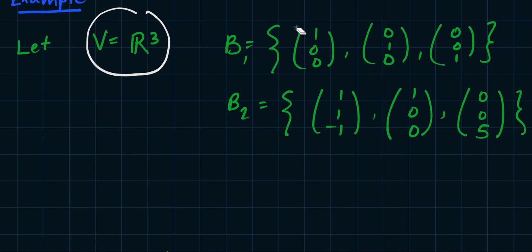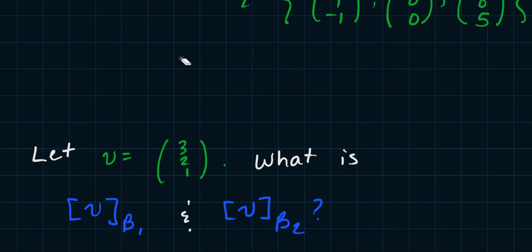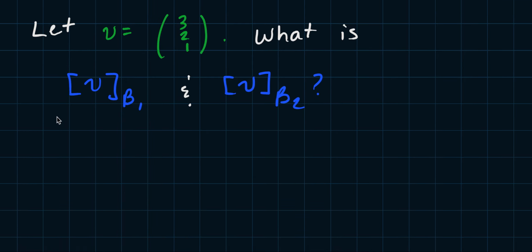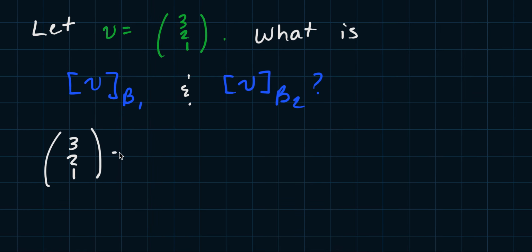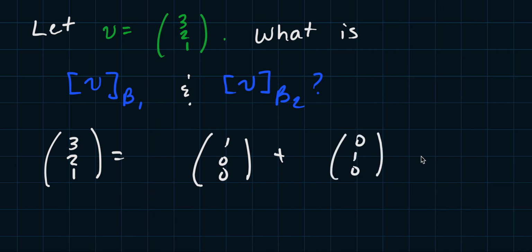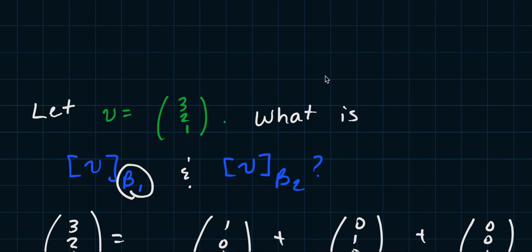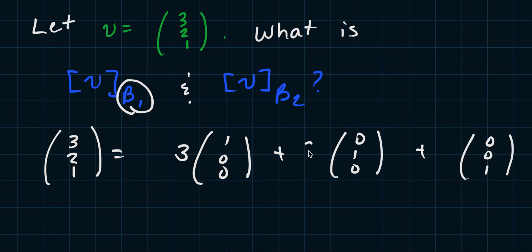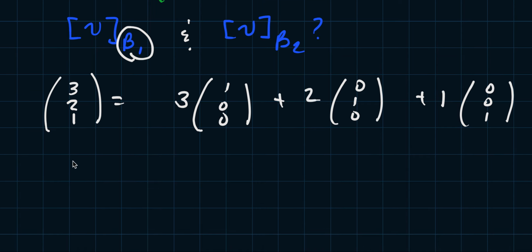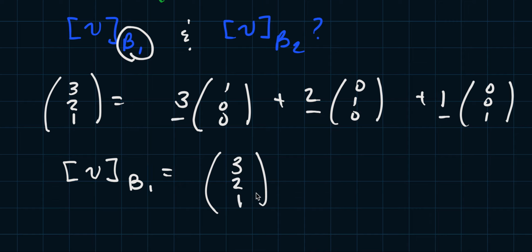Okay, so remember the basis, B1, is just a standard basis. So this vector V, which is 3, 2, 1, I want to write it as a linear combination of these 3 vectors in B1. Now notice this is B1. Okay, well that's just 3 times this one, 2 times this one, 1 times this one. So the coefficient matrix in terms of B1 is actually 3, 2, 1. It's actually the matrix for V.